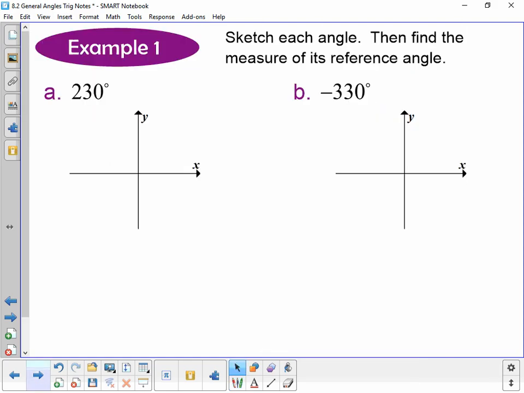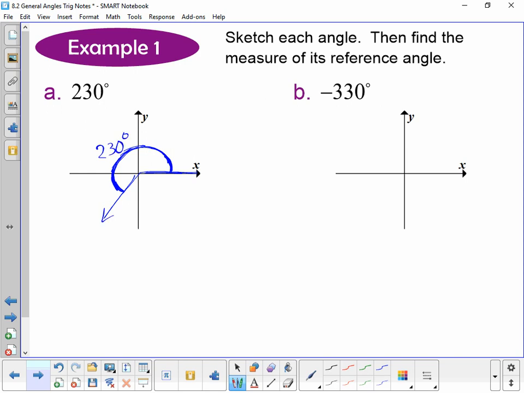Okay, so now we're going to practice sketching some angles and finding the reference angle. So the first angle we're going to sketch is 230 degrees. If I'm sketching 230 degrees, remember that we start on the positive x-axis, and for a positive angle we rotate upward. I'm rotating, this takes me to 90, keep rotating all the way to 180. We're trying to get to 230, so we need to go a little bit more. So this would be my angle, 230 degrees.